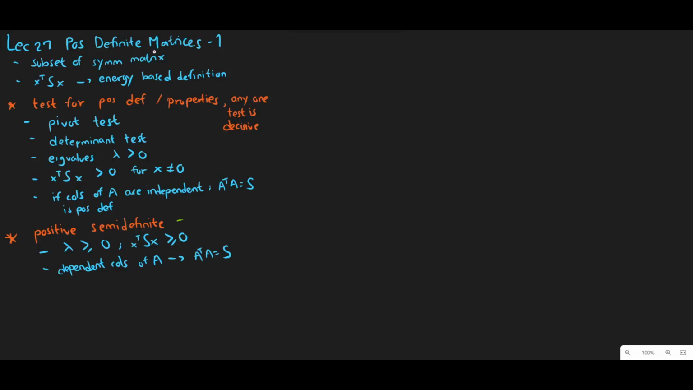Summary of lecture 27 about positive definite matrices. So let's dive in right away. First I just want to remark that this positive definite matrix is still a subset of symmetric matrices. So we are working with a matrix that has this form A, B, B, C. You see they are symmetric, right?